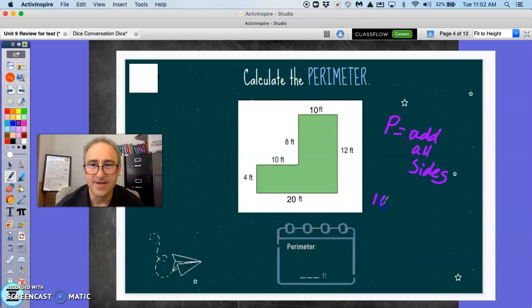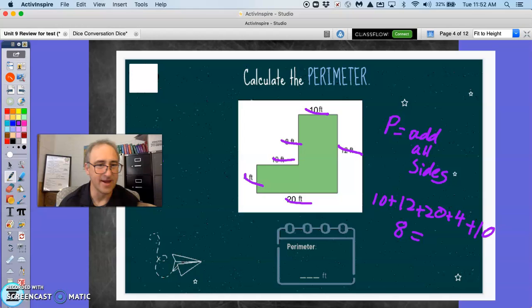I'm going to add 10, cross it off so I can keep track, plus 12, plus 20, cross it off, plus 4. This is my strategy. I'd recommend that you use this strategy too. Since there's a few 10s out there, we don't want to forget one of them or use an extra one. And let's use our calculators to add this up.